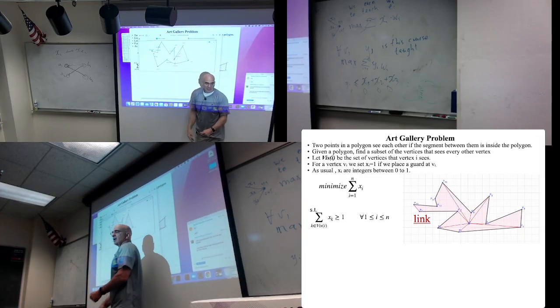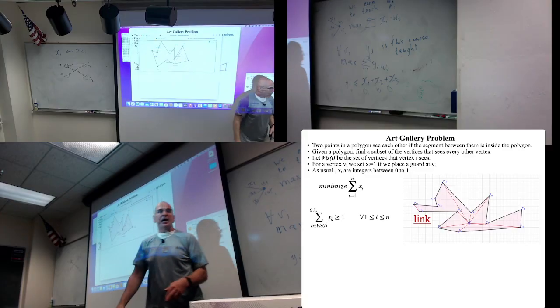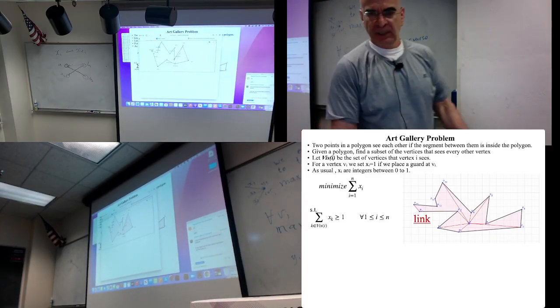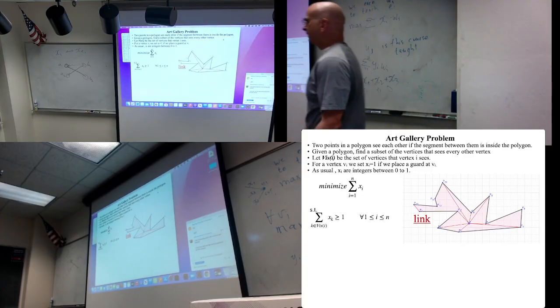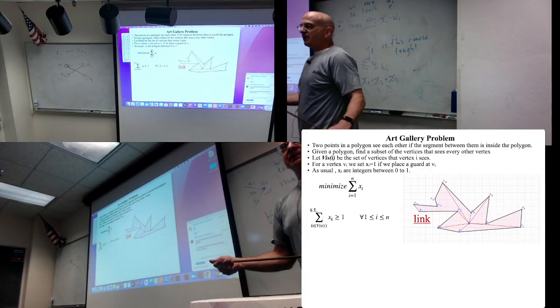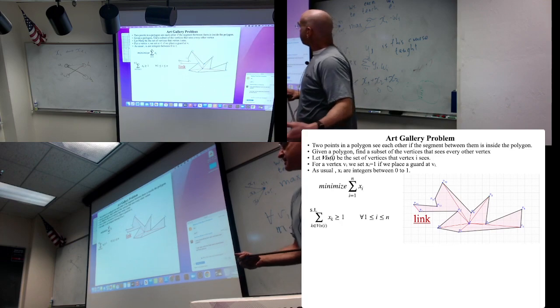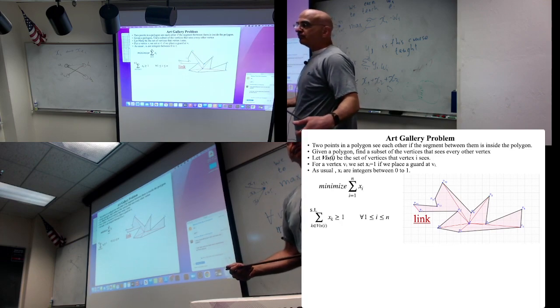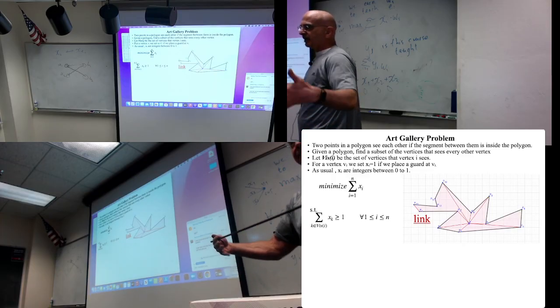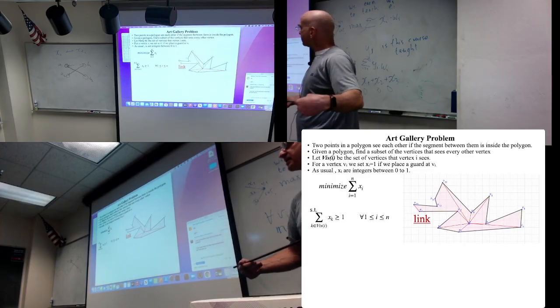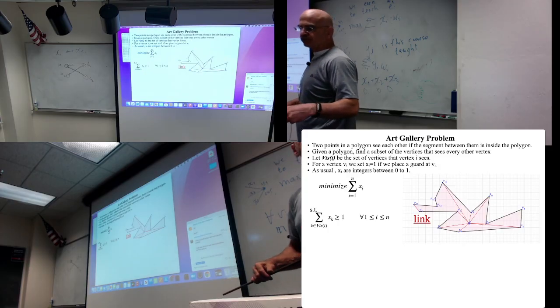So what would be the art gallery problem? The art gallery problem would be that you're given such an environment. Maybe it's a simple polygon. Maybe it's a polygon with lots of holes. Maybe it's terrain. Maybe it's a 3D environment, buildings with 3D structure.